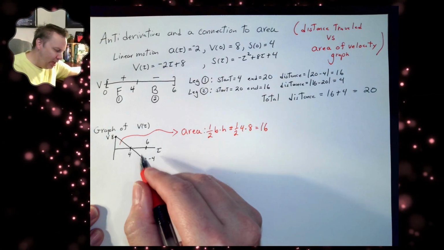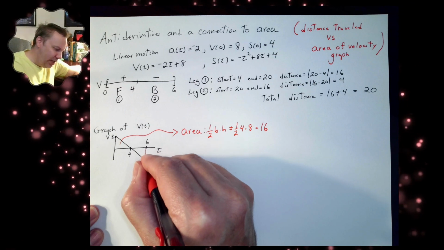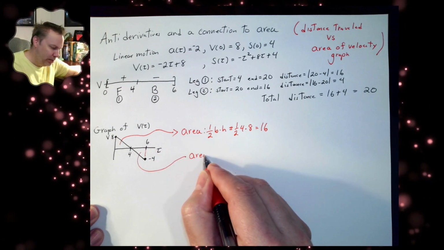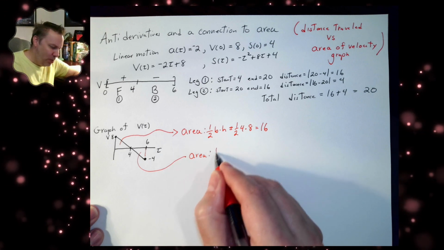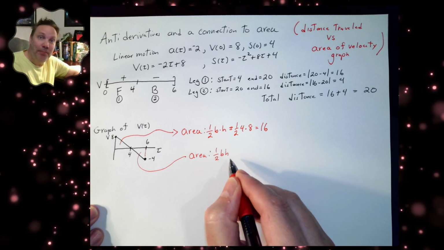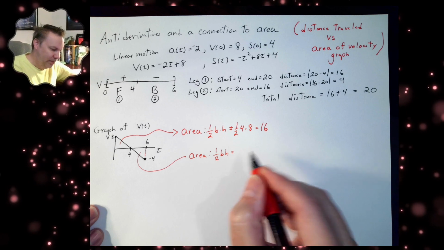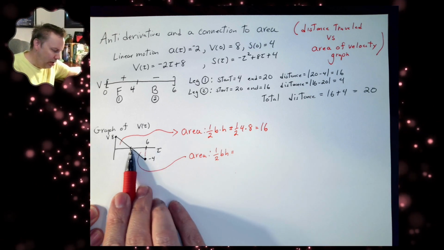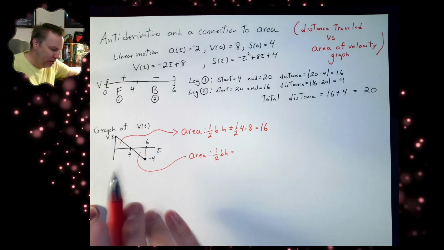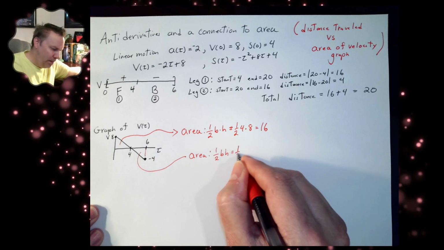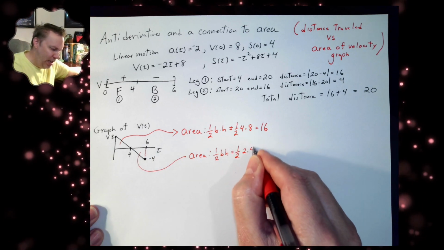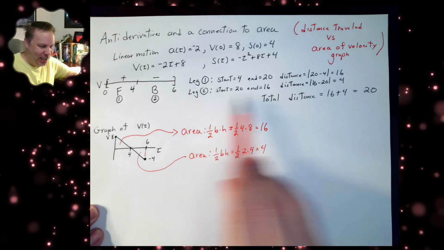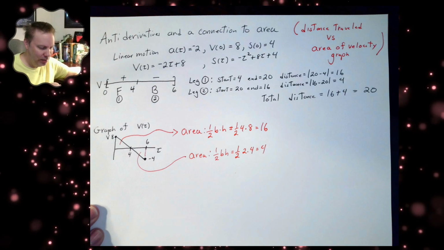What about the area of, let me put in a little dotted line here, of this triangle? Well, again, it's 1/2 base times height. My base is 2, and my height is 4, and I get a total of 4. That's exactly what leg 2 was.